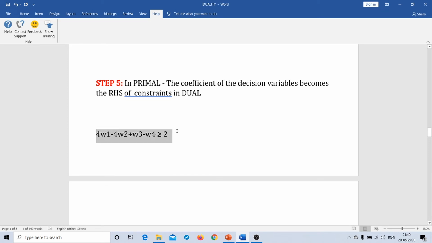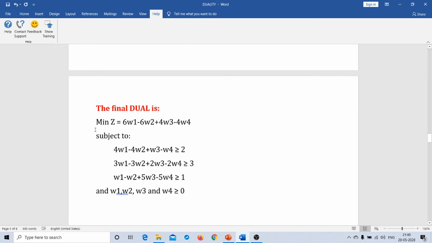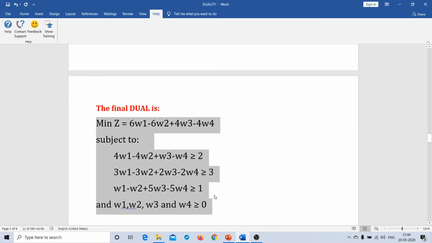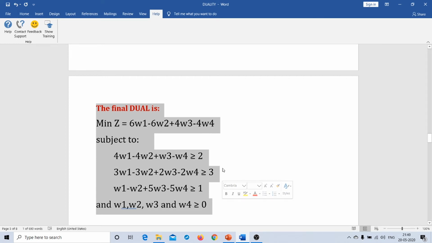So the first constraint of dual is this one, and hence my final dual looks like this. So this is my final dual. The maximization of primal became minimization in dual, right? And since it is minimization, all my constraints are inequality constraints of greater than or equal to, right? So this is how you land up obtaining the dual of the existing primal.